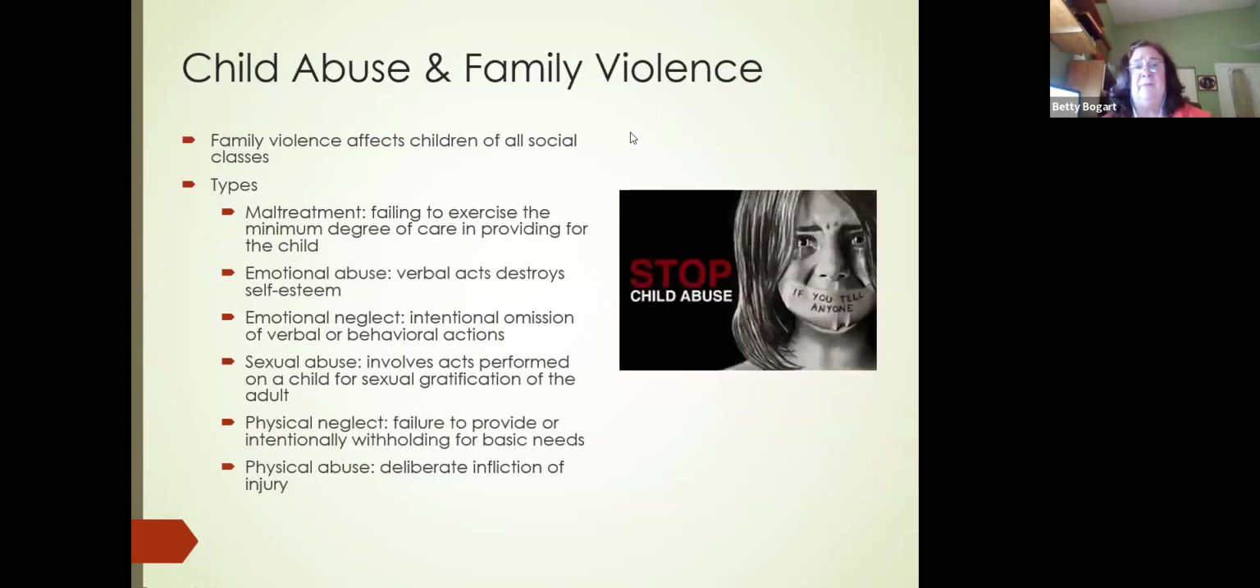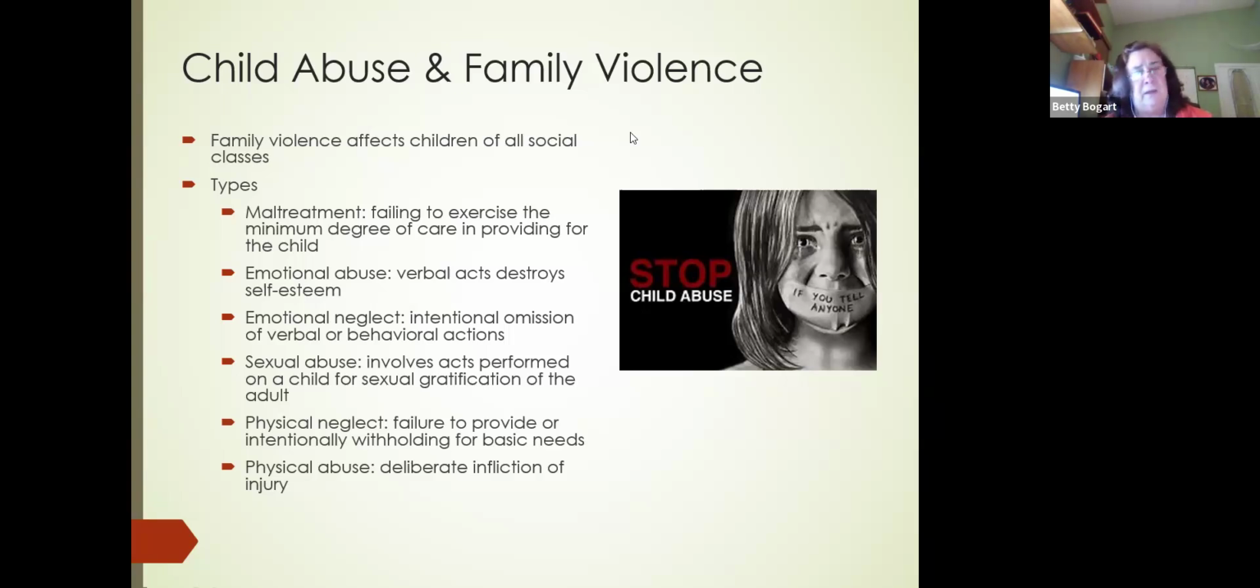And then child abuse, family violence. We've mentioned it a little bit. Maltreatment is when they're not really getting the degree of care that they need. Emotional is when verbal acts are destroying self-esteem. You're fat, you're stupid, you're dumb, shut up. I don't care what you think. Those things happen in families. Emotional neglect, where they just completely don't pay attention to the child. No hugs, no kisses, they don't talk, they're just there.